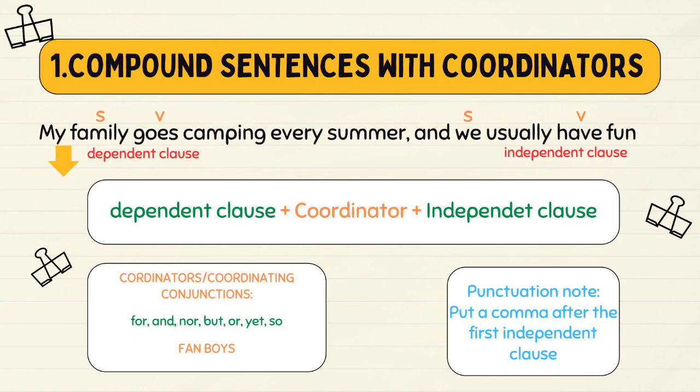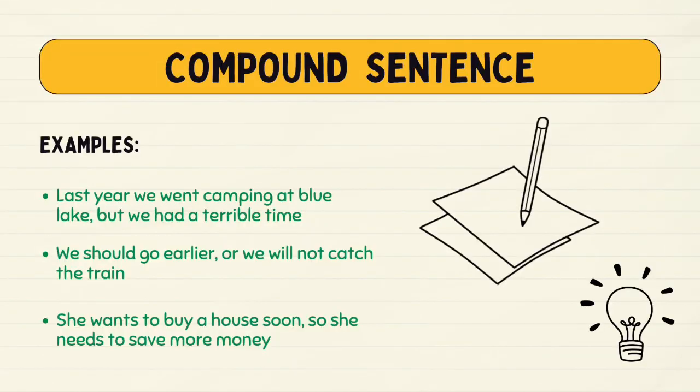Other examples of compound sentences by using coordinators are, last year, we went camping at Blue Lake, but we had a terrible time. We should go earlier, or we will not catch the train. She wants to buy a house soon, so she needs to save more money.